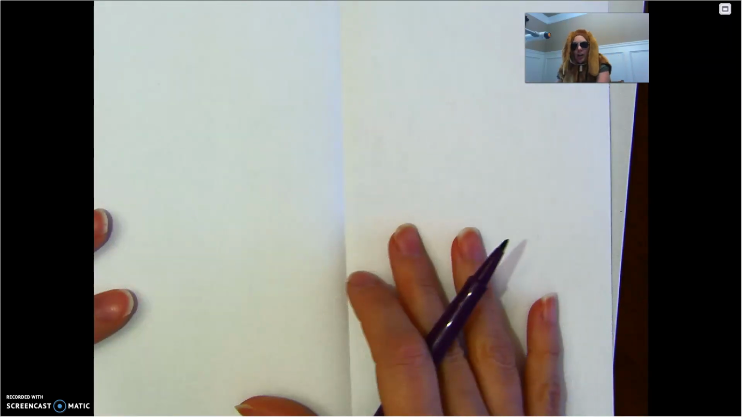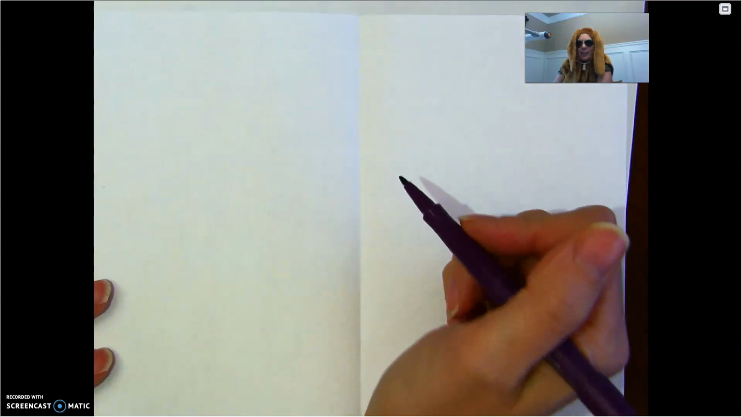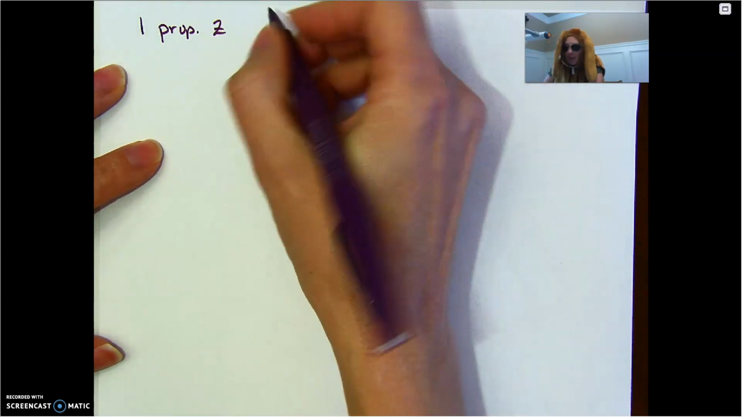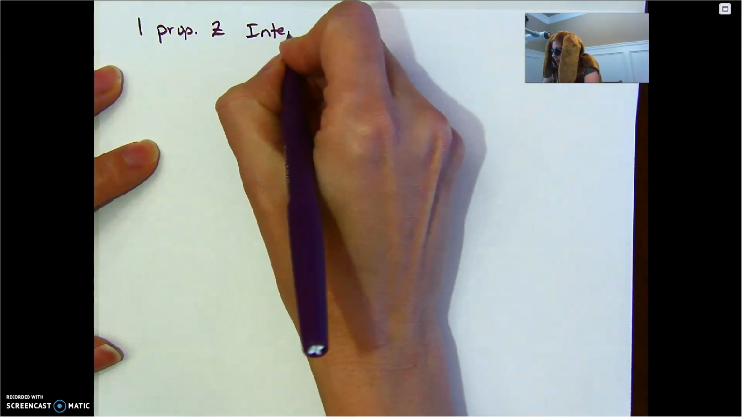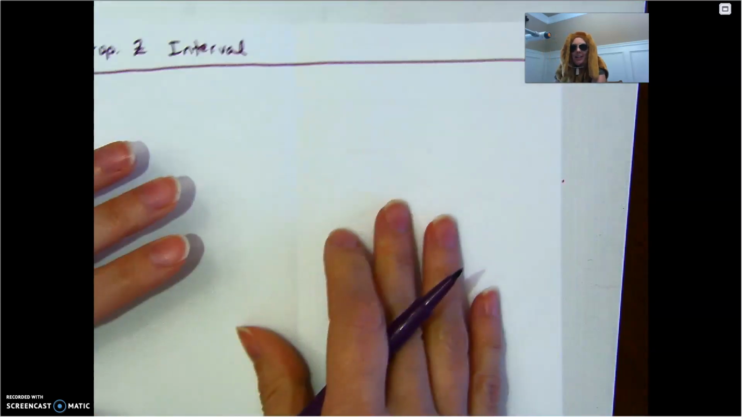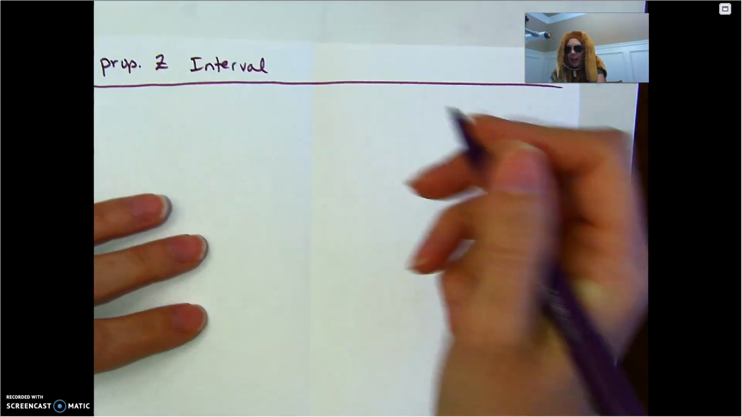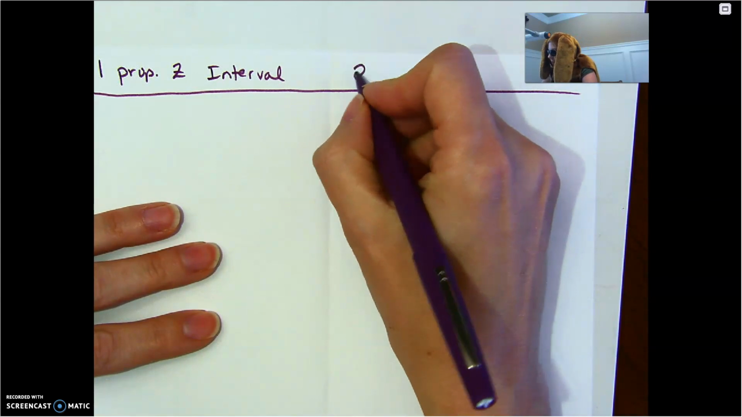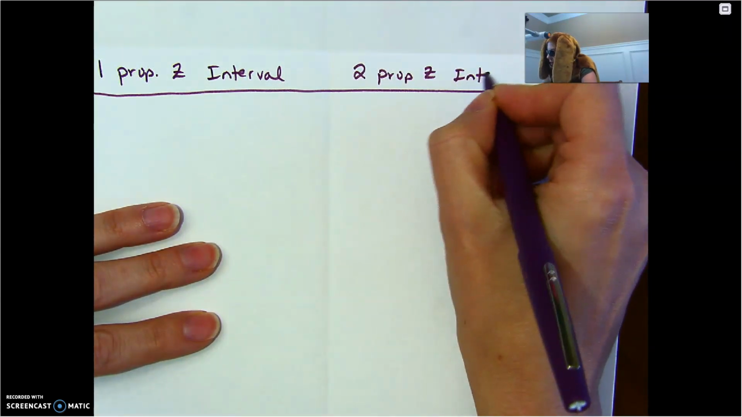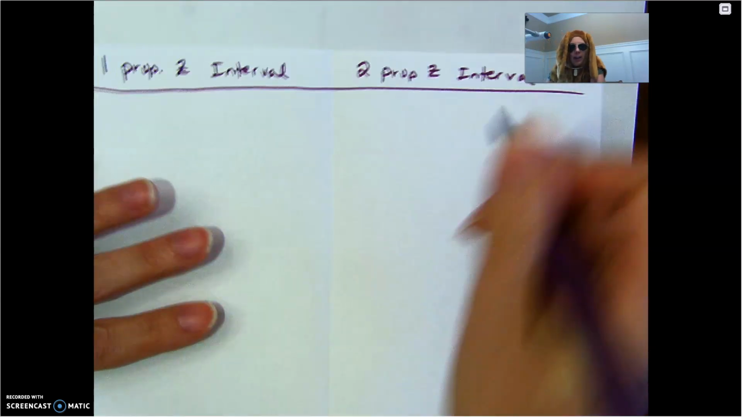All right, YouTube. Okay, so you got your paper folded in half so we can do a little side-by-side comparison for a 1 proportion interval. So I'll put 1 prop Z interval. And on the side-by-side, the new formula for today is going to be a 2 proportion Z interval. 2 prop Z interval. All right.